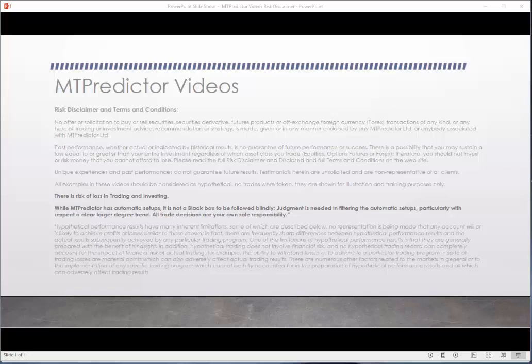But as usual, first we have to look at our risk disclaimer and remind you there's a risk of loss in trading and investing, and remind you that losses can and will and do happen. I'll put that another way. All professional traders know and understand, but more importantly accept, that losses can and will and do happen. Also remind you that all trade decisions are your own sole responsibility.